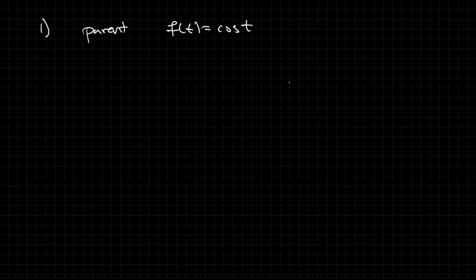In these problems, the parent will always be either cosine t or sine t. And then you may want to rewrite our function in terms of f of t, so cosine of t plus pi over 2. That's negative f of t plus pi over 2. And all of this is so we can identify the vertical transformations.